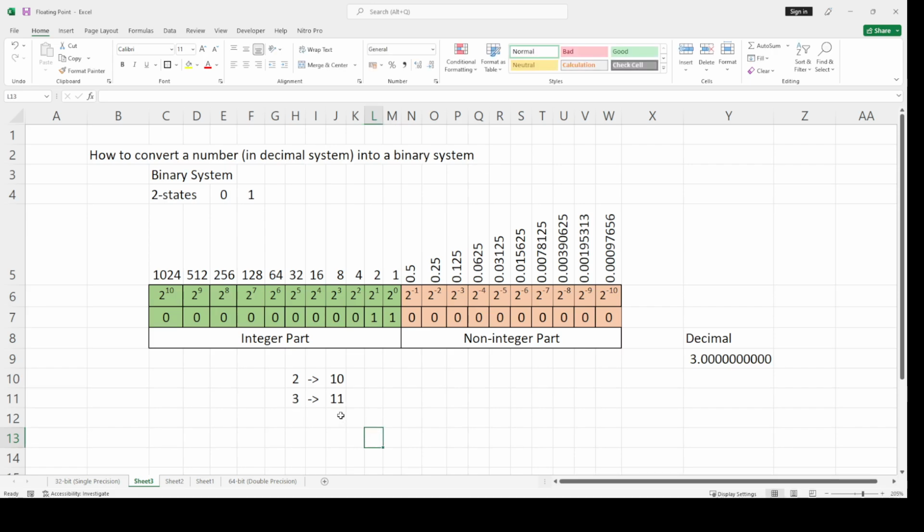Do you understand it, guys? I hope you understand that converting these numbers is just switching these things.